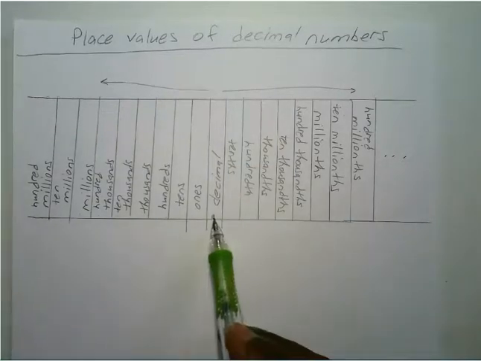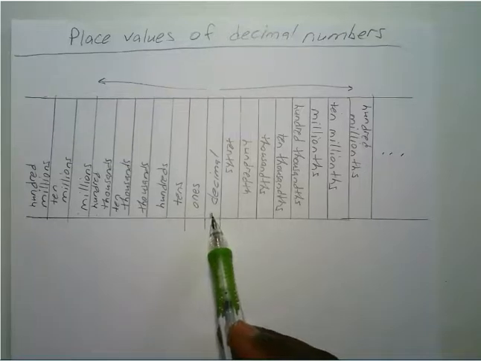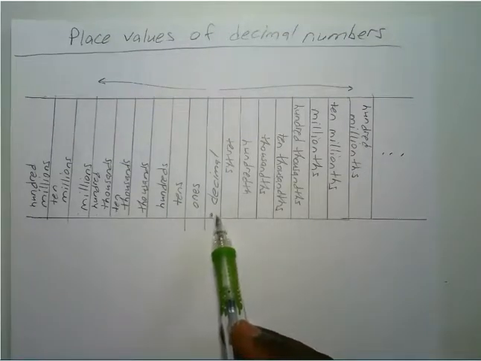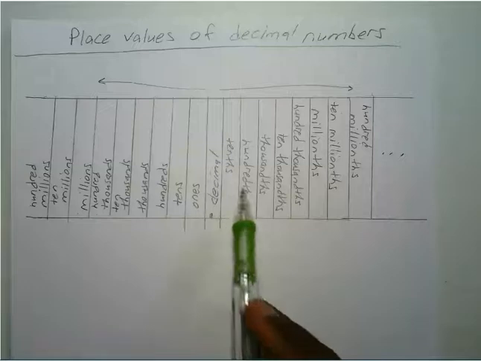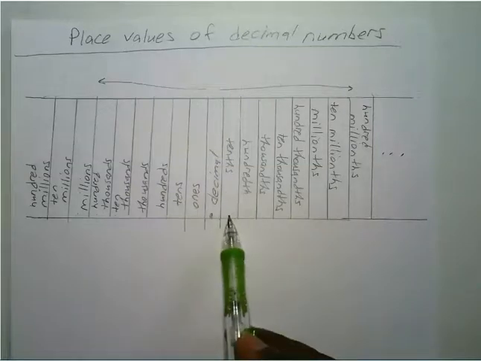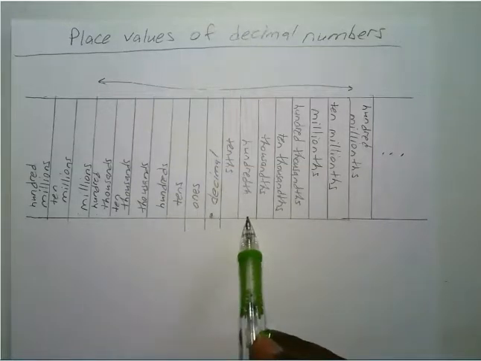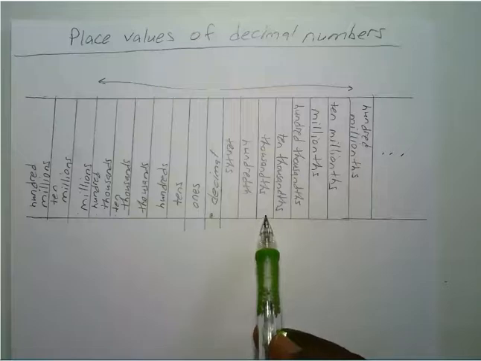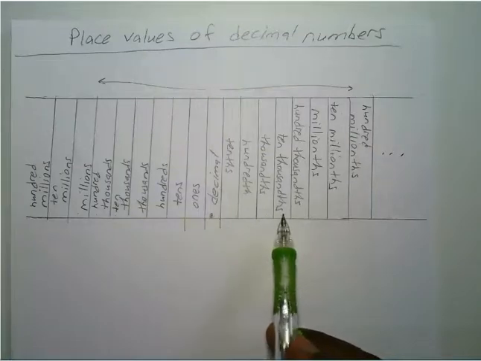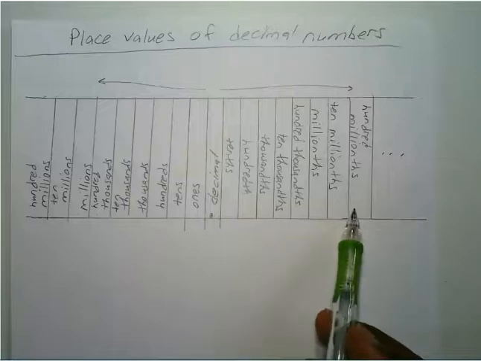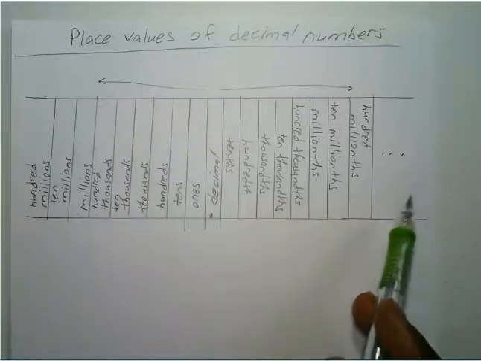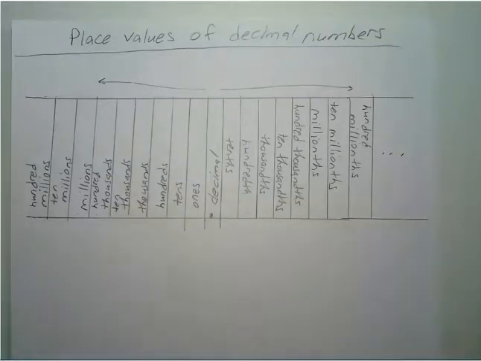Now, when you go to the right of your decimal point, that's when you get into your decimal numbers. If you go 1 decimal place over to the right, that's the tenths. If you go 2, that's the hundredths. If you go 3, that's the thousandths, then 10,000th, 100,000th, millionth, 10 millionth, 100 millionth, billionth, 10 billionth, 100 billionth, and so on. It keeps on going.